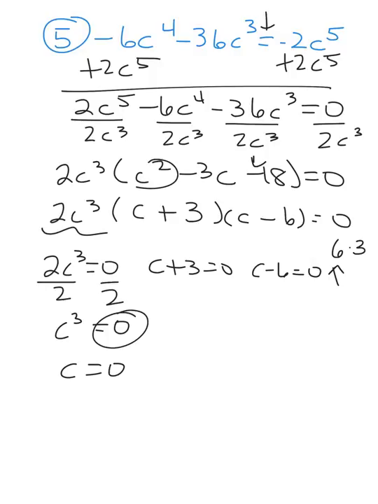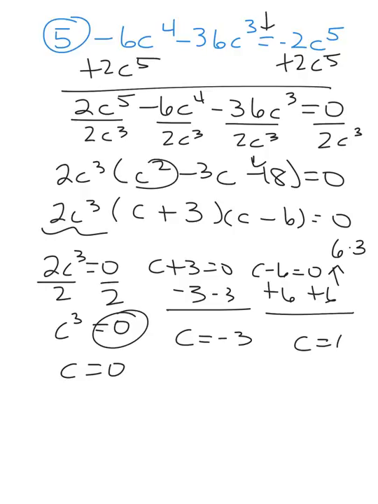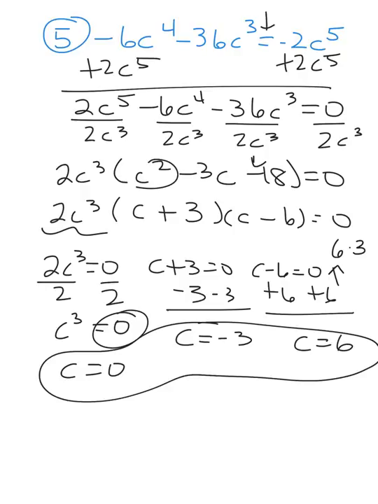C plus 3 is equal to 0. I subtract 3, and I have c is equal to negative 3. And then I have c minus 6. I'll add 6 to both sides, and c is equal to 6. So there's my final answer. C is equal to 0, c is equal to negative 3, or c is equal to 6.